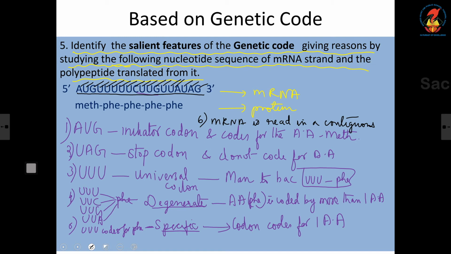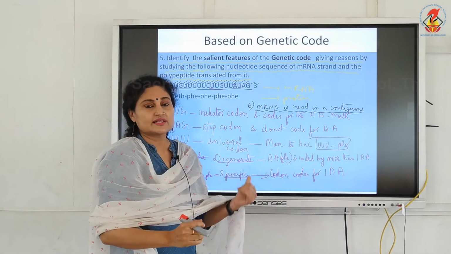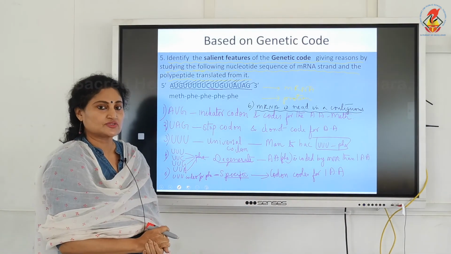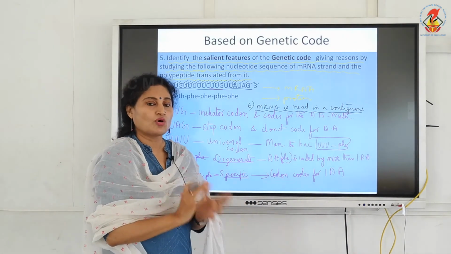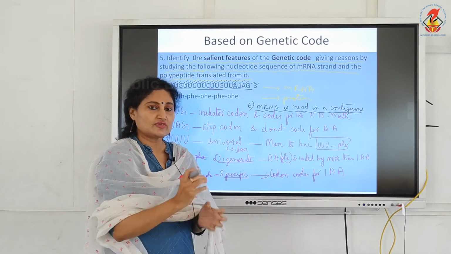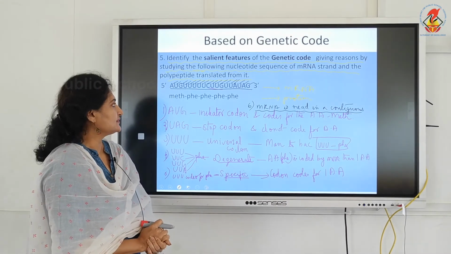When I read it without pausing, there are no gaps, no punctuation. So, I can apply this: mRNA is read in a continuous manner. So, I have incorporated all 6 features of the genetic code, and such a question can come for 5 marks, which means that you should try to incorporate all the features of the genetic code. Somewhere or the other it can be applied.